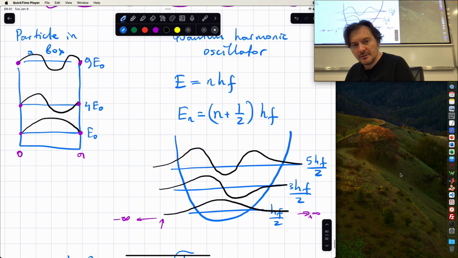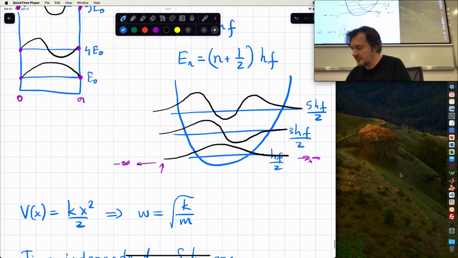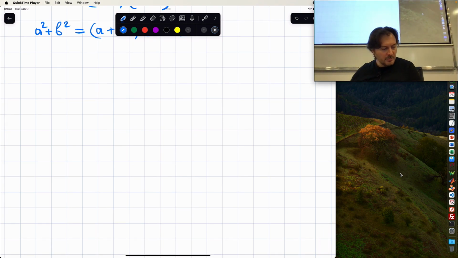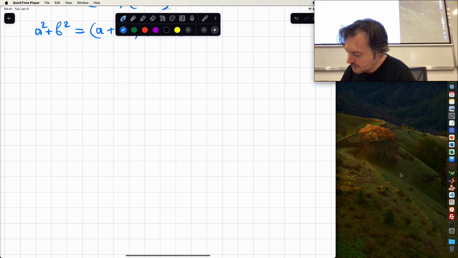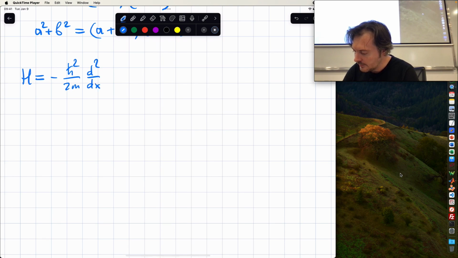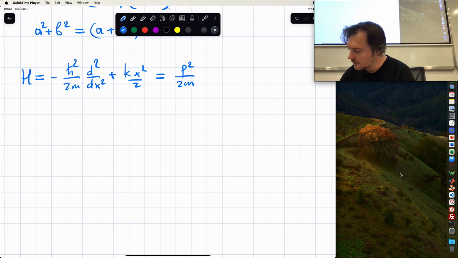We are aiming at this, finding the energies to be multiples of h times the frequency. And we will go step by step. So H, the Hamiltonian, is minus h bar squared over 2m d squared over dx squared plus kx squared over 2, and this was written like this.